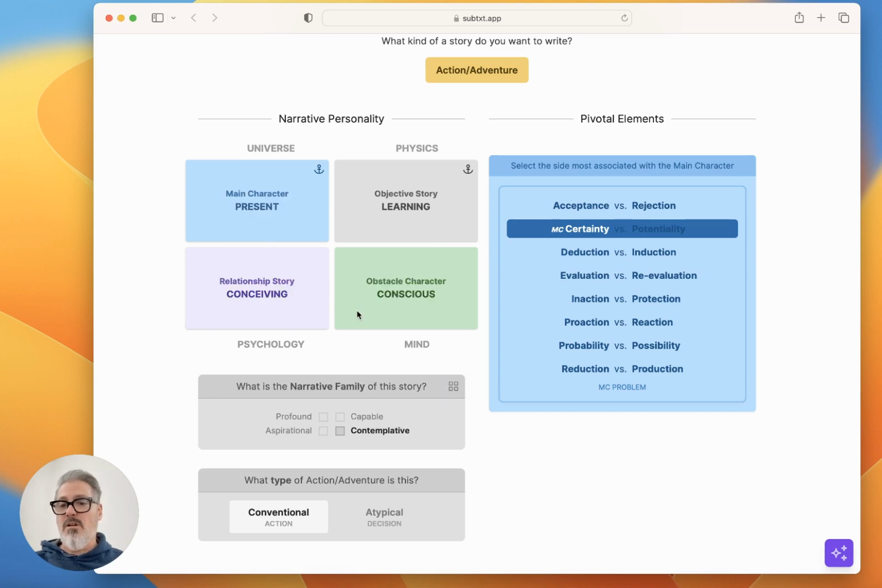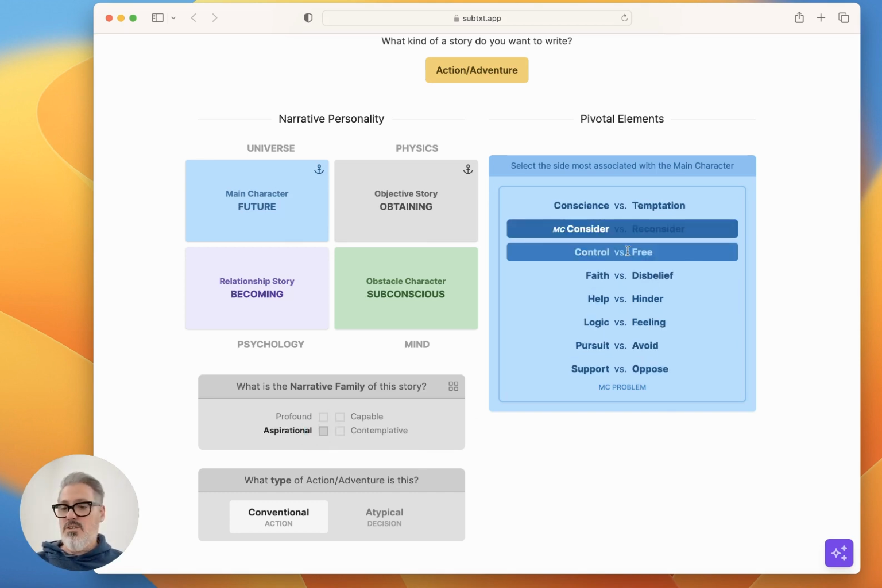If you want to see them all, now you're asking, what is the narrative family of this story? And these are 4 categories that describe these 16 elements here. So these are motivations that are contemplative in nature. These are elements that are aspirational in nature.